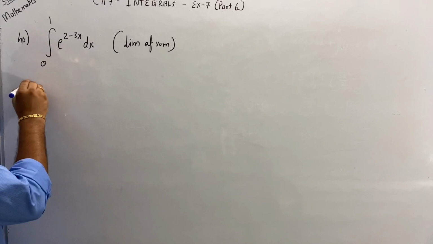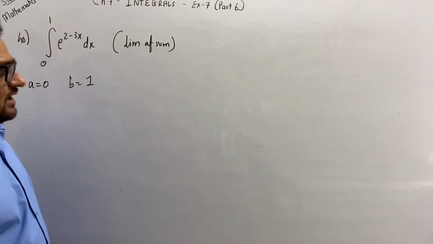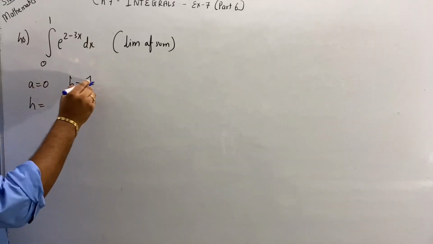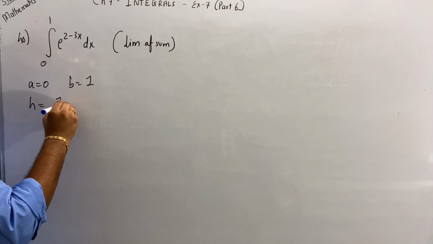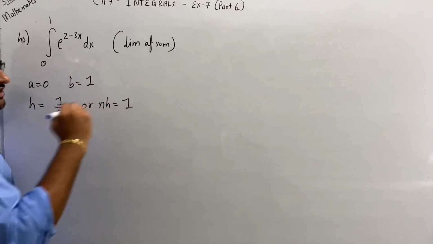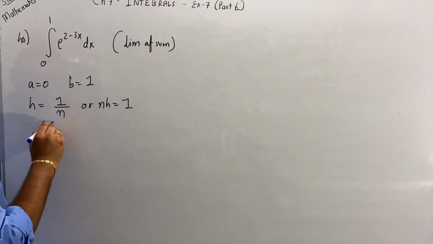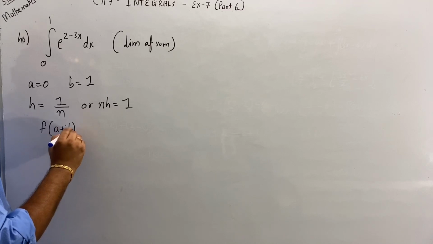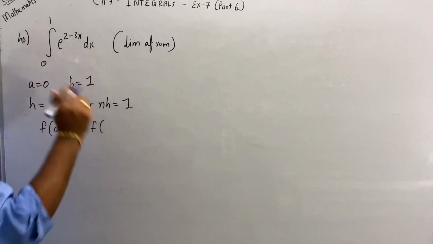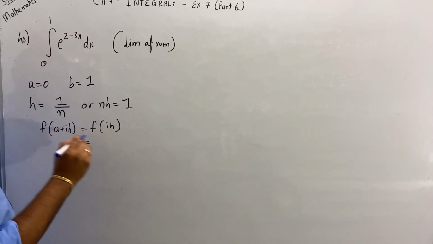So what is A here? 0. B, 1. Right? What will be h? b minus a. So 1 minus 0. It's 1 by n, or nh is equal to 1. Next, f of a plus ih. What is a here? 0. So f of i into what is ih? Okay, what is fx here?